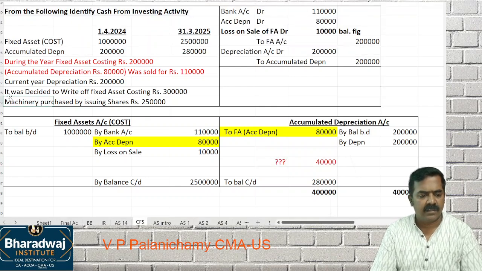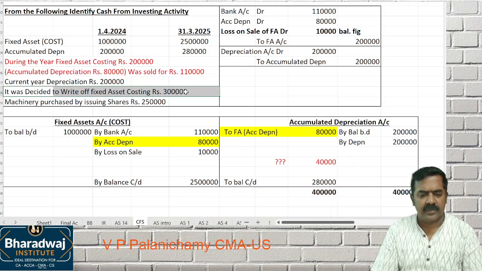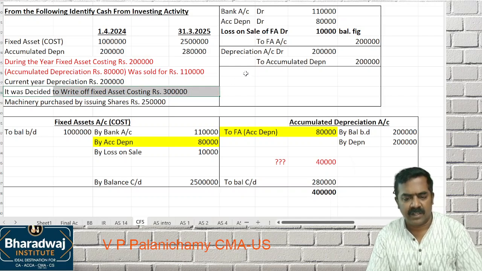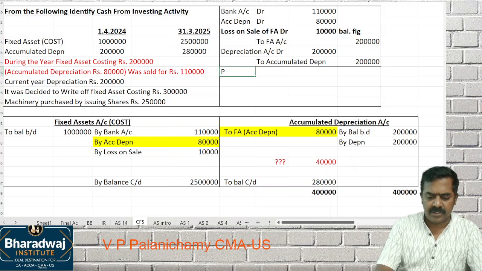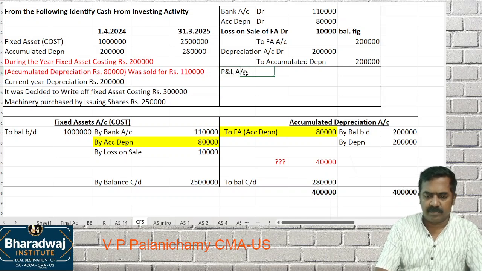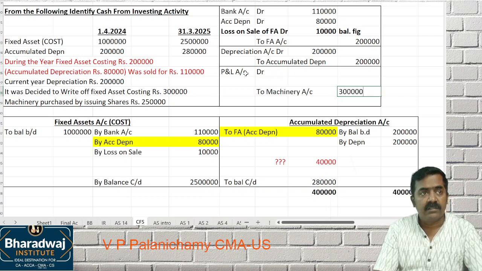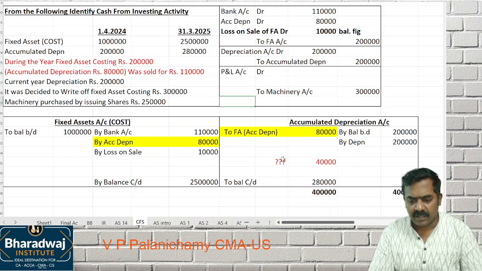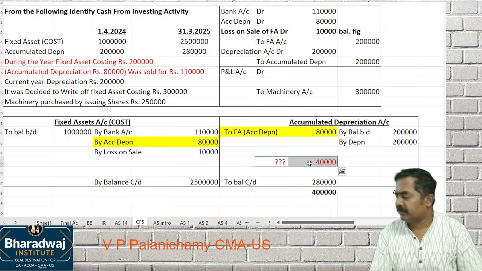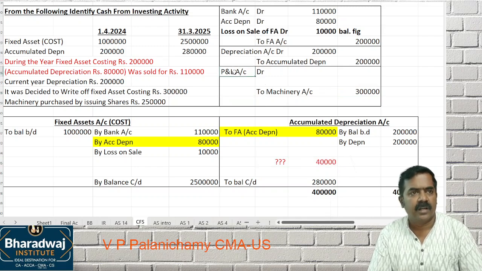It's given. It was decided to write off the fixed asset costing how much? 3 lakhs. What do you mean by write off? Charge it in P&L account. Profit and loss account debit to which account? Machinery account. What is the cost of the machinery? 3 lakhs. This balance 40,000 is attributable to what?